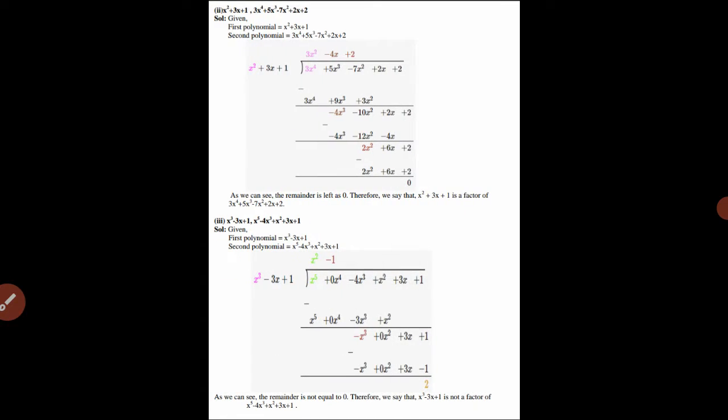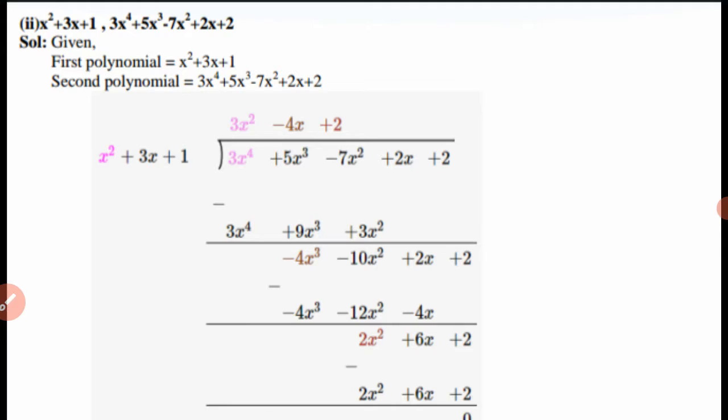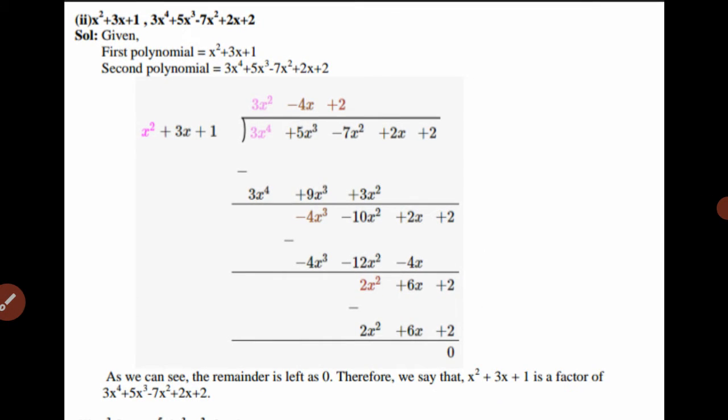Now in the same way, see its next part. In the next part we have x square plus 3x plus 1 and 3x power 4 plus 5x cube minus 7x square plus 2x plus 2. So it is given as the first polynomial and second polynomial. So by dividing the second polynomial by the first polynomial we can solve it.